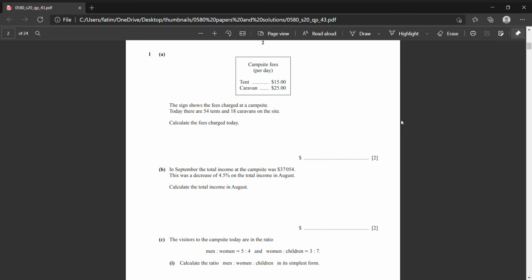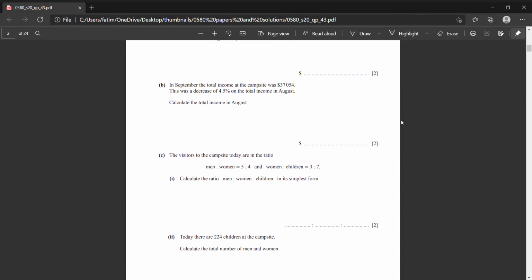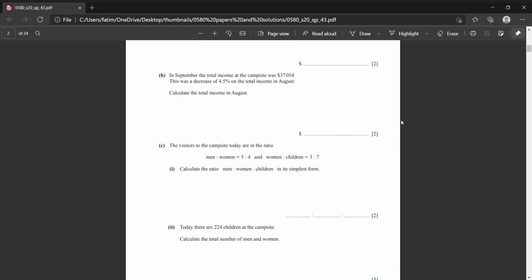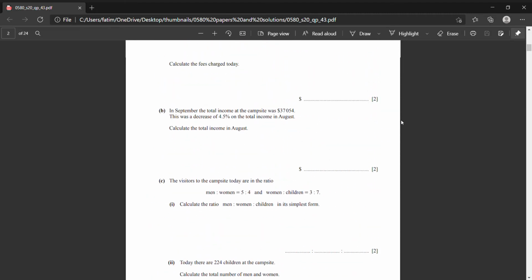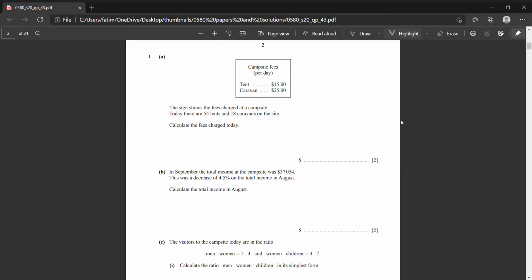For question 1A, this question was actually relatively simple. It was just candidates tended to lose marks with small mistakes in part B and D and so on. So to start off, part 1A.